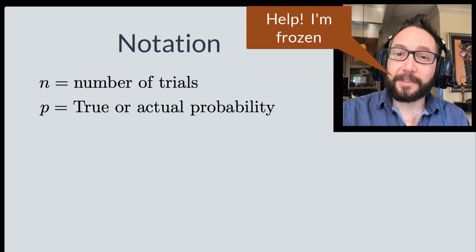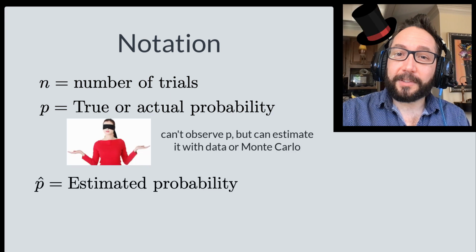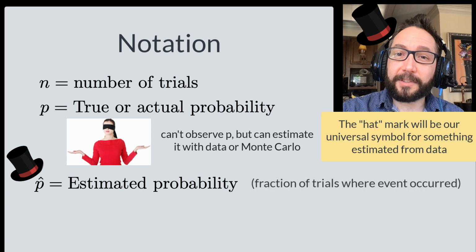And we'll let P be the true probability of that event occurring, what we'd like to know. We can never directly observe it, but we can estimate it with some data. And we're going to let P hat, P with that little caret over it, denote our best guess of the probability after N trials, the fraction of those trials where we saw our event of interest occur. And then finally, we're going to denote this standard error by SE.